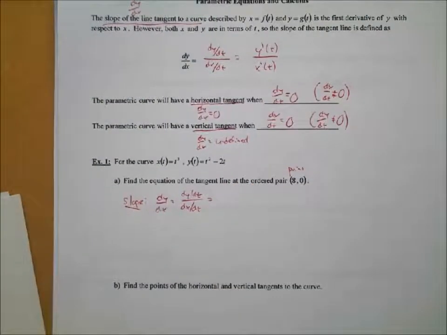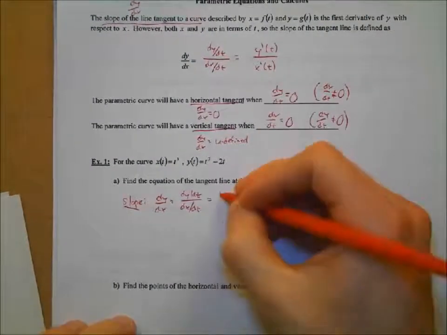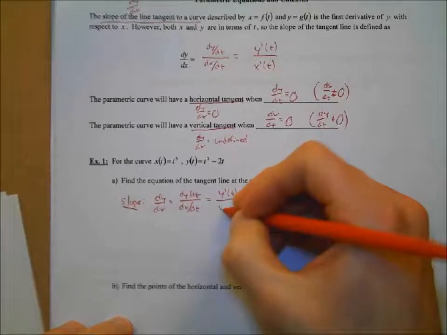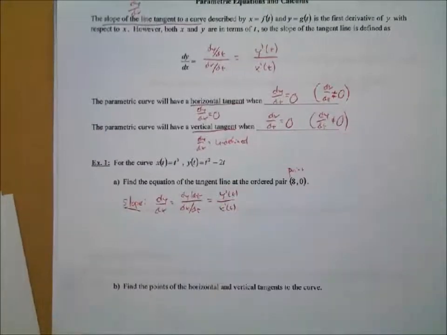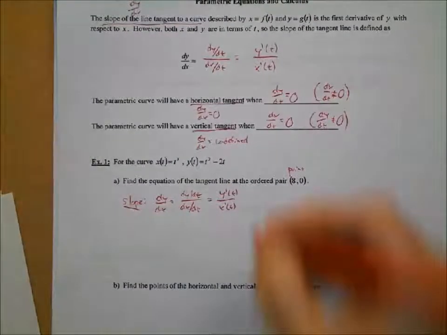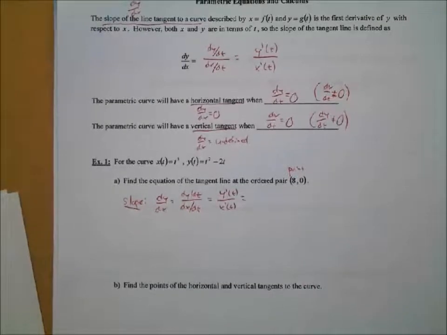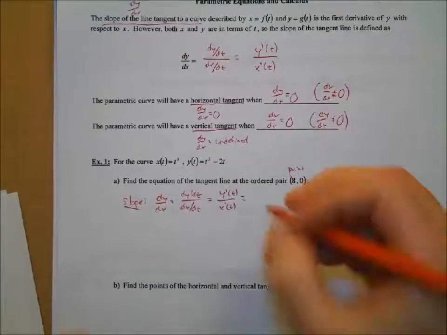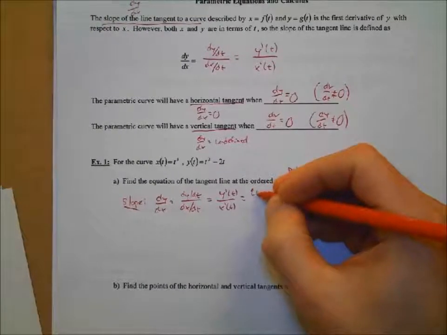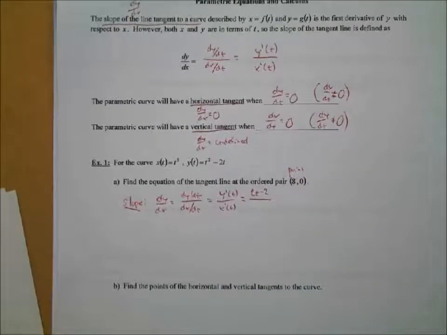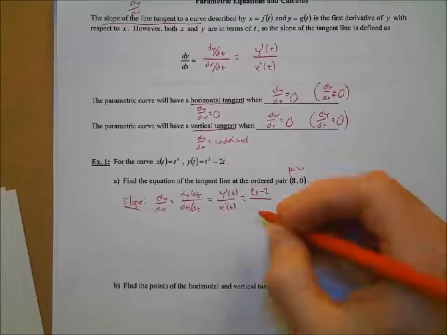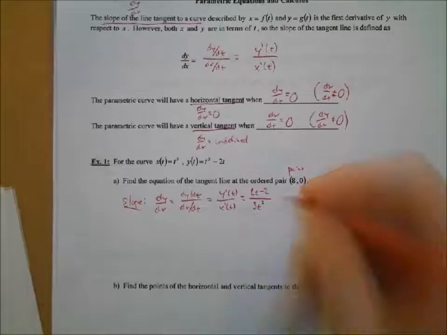Okay, which is equal to y prime of t over x prime of t. Again, I'm writing all this out, maybe more than you really need to see, but I'm just going to write it out because it's notes. What is y prime of t? 2t minus 2. And then what is x prime of t? 3t squared.